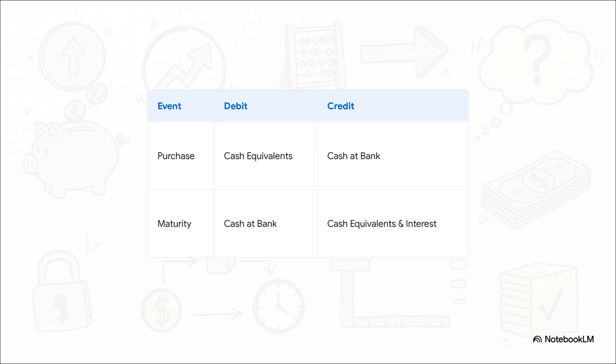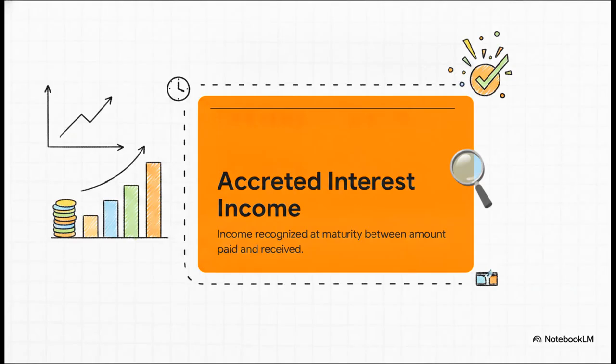You get your original cash back plus accreted interest. So this means you debit cash at bank for the full amount received, you credit cash equivalents for the original purchase price, and here's the kicker. You credit interest income for the difference. Now that difference we just talked about, that's your accreted interest income, and it's recognized right at maturity. It elegantly captures the growth in value over your holding period.